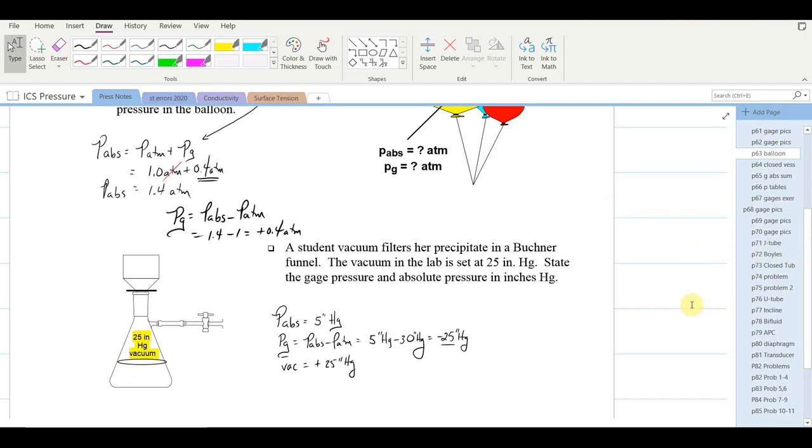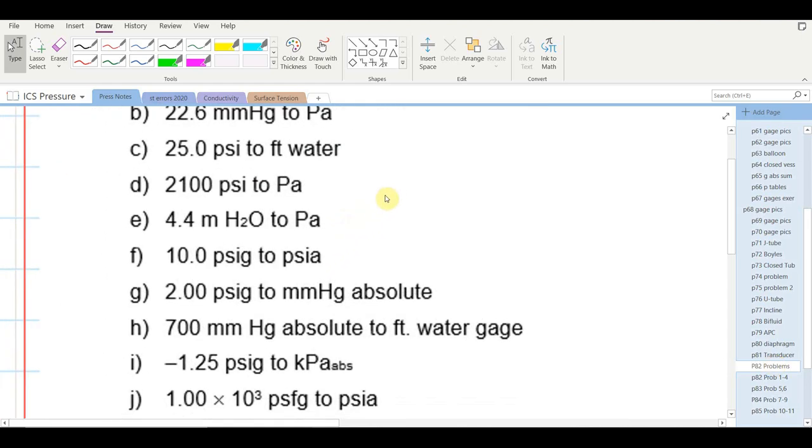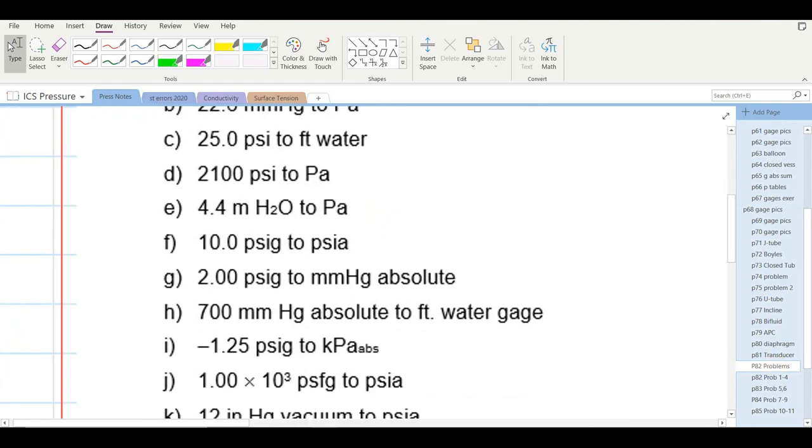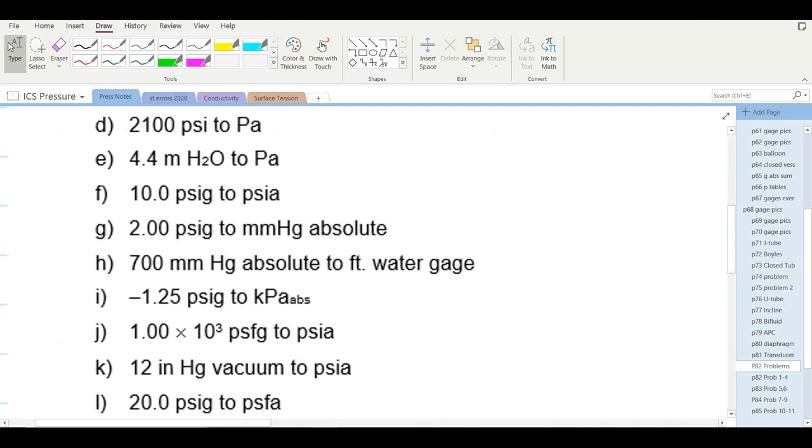So we go back to page 82. I previously assigned A through E. Let's do F through L. Right, so F looks pretty straightforward. To convert from gauge to absolute, remember we simply have to add atmospheric. So P absolute equals P gauge plus P atmospheric.